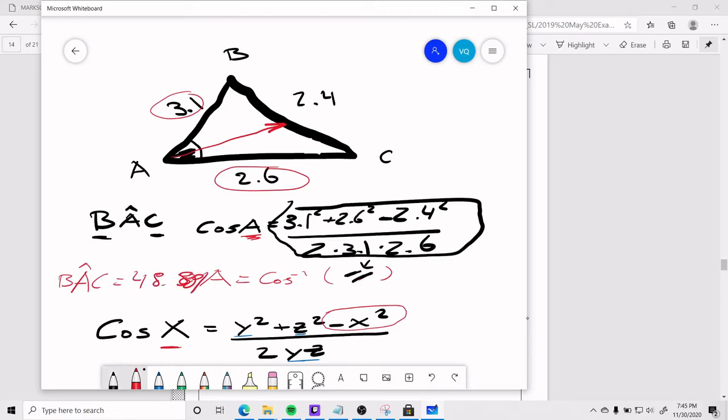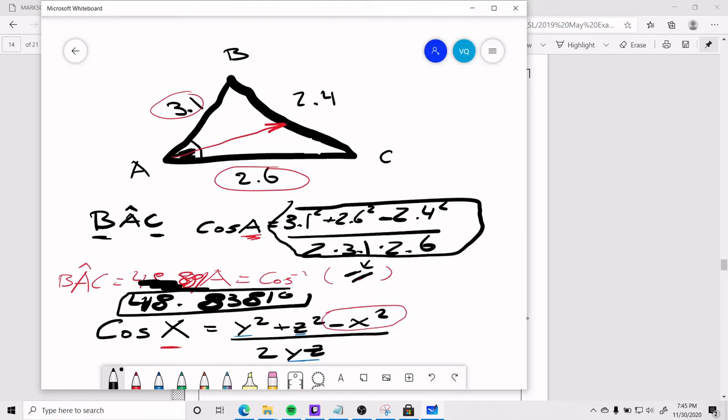48.8381. I do not know how to write today. Let me try that again. BAC is equal to 48.8381. Okay? And it's important also that you put the degree sign right next to it.